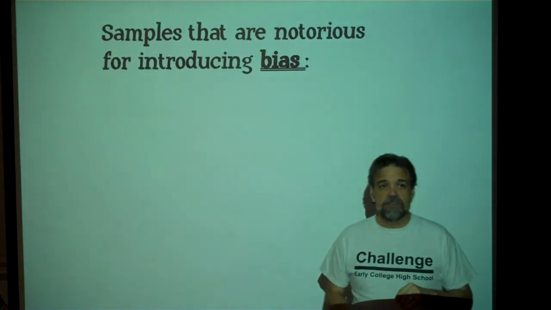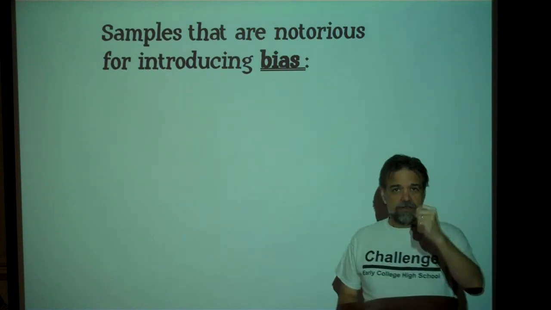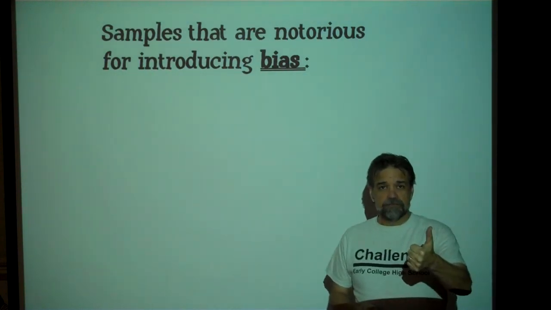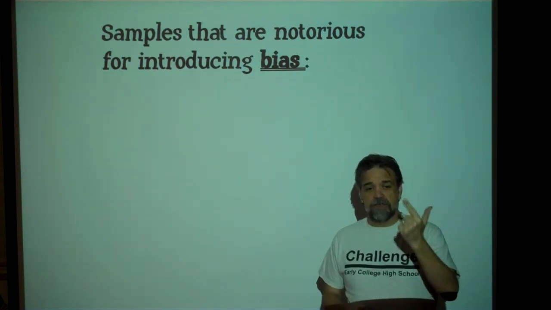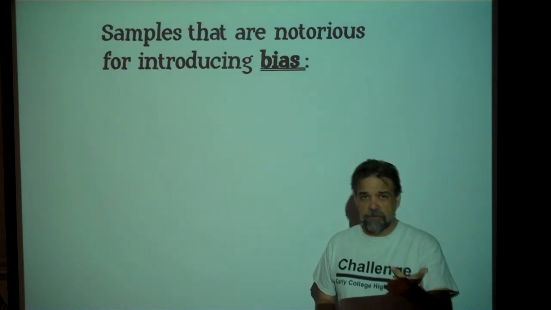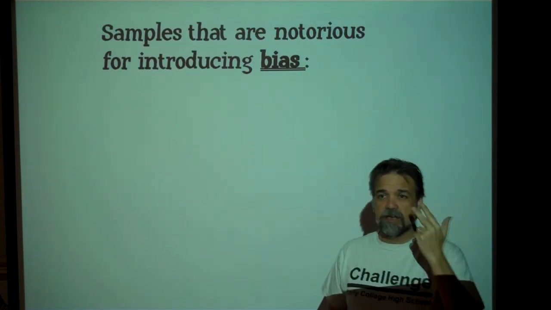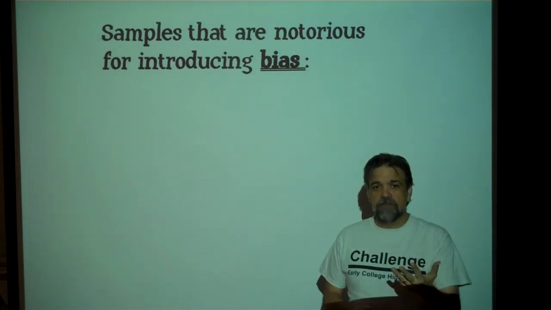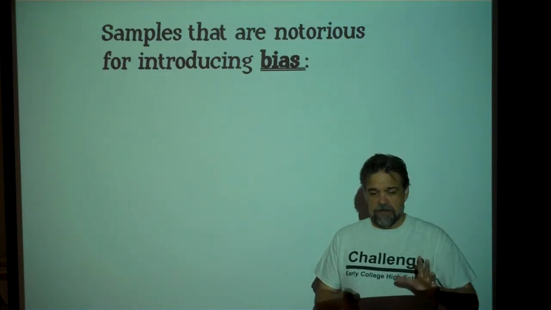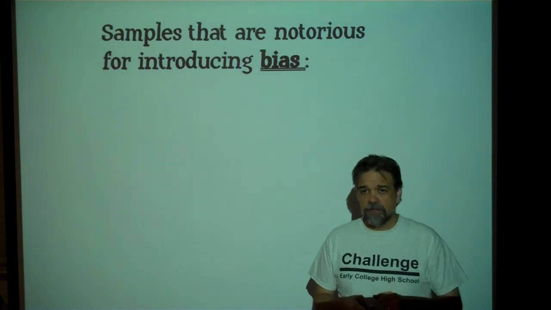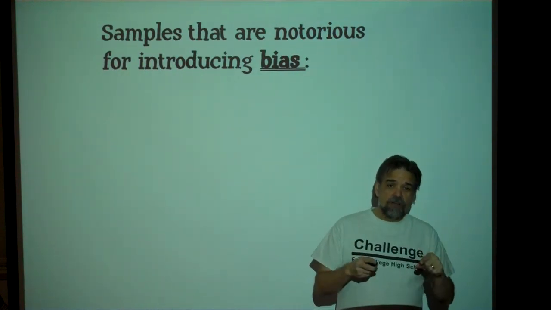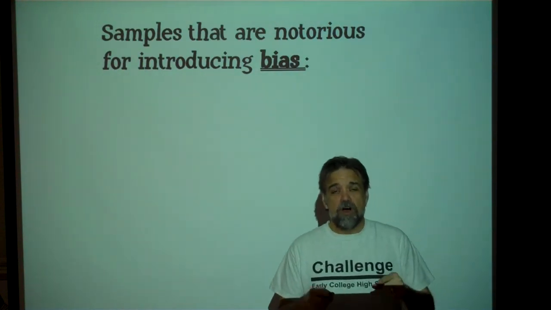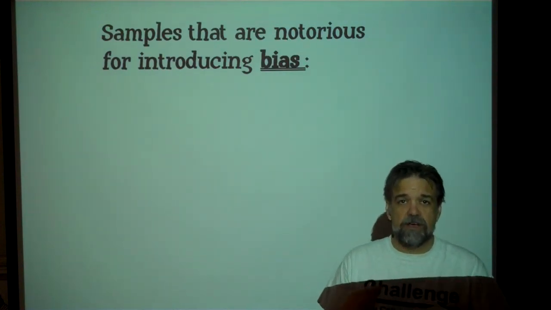So what you have is a simple random sample, a stratified random sample, a cluster sample, and a systematic sample. All four of those are good ways of sampling your population. Now remember, all of them are random. All of them have to have some random element.